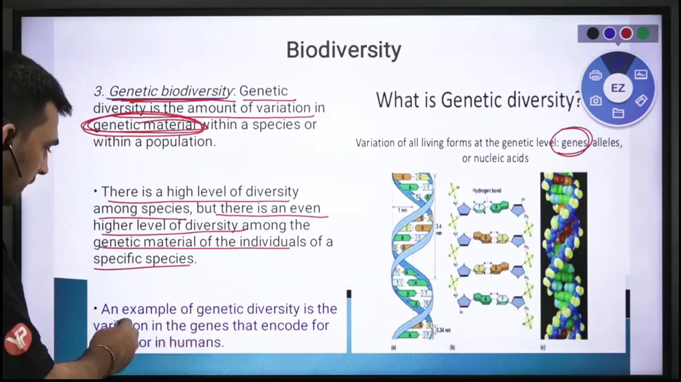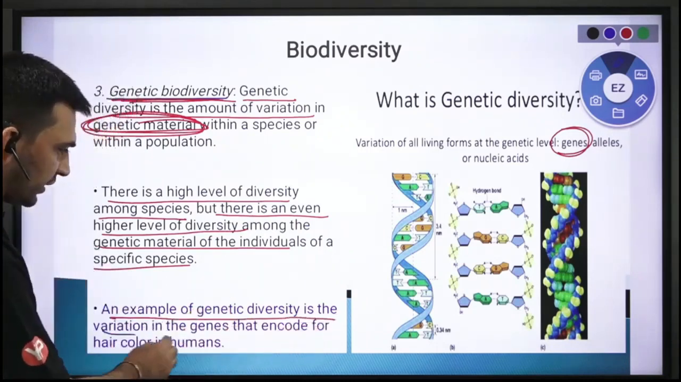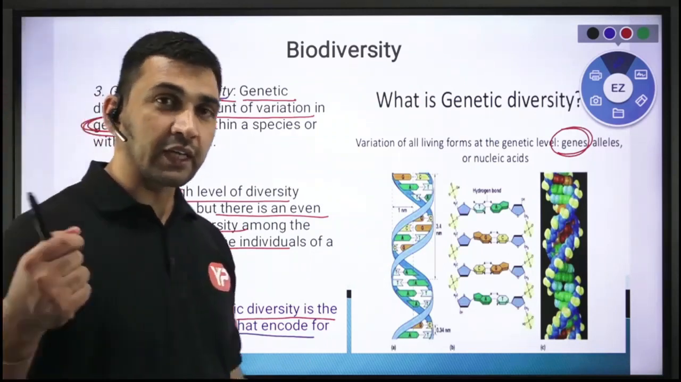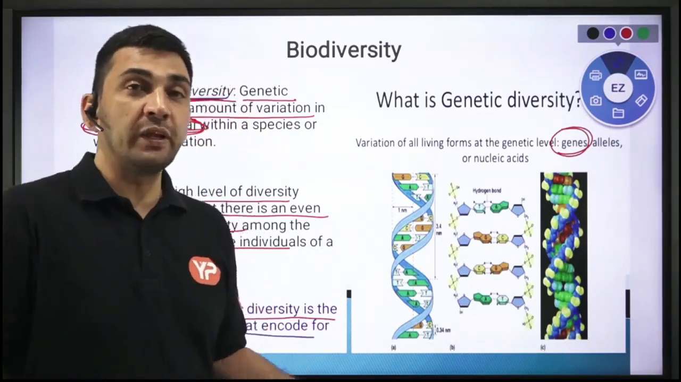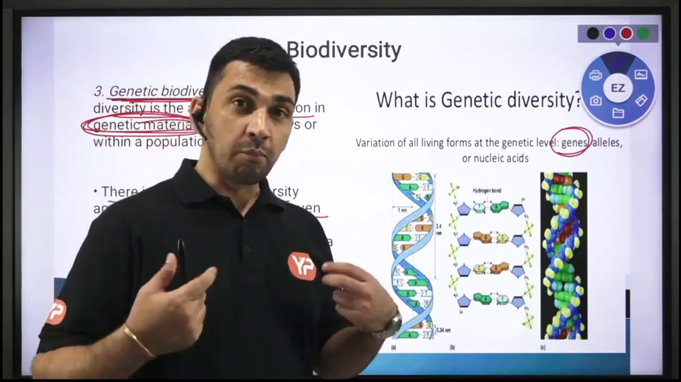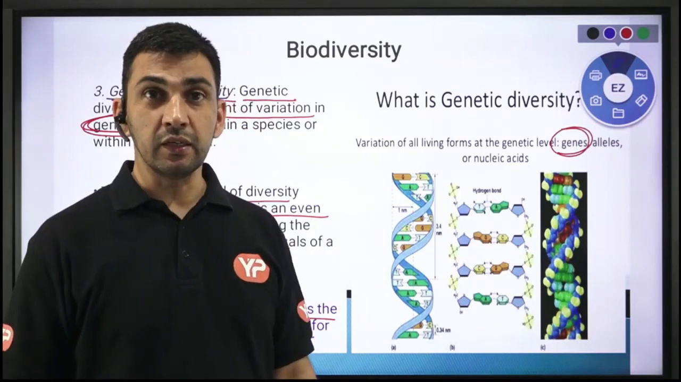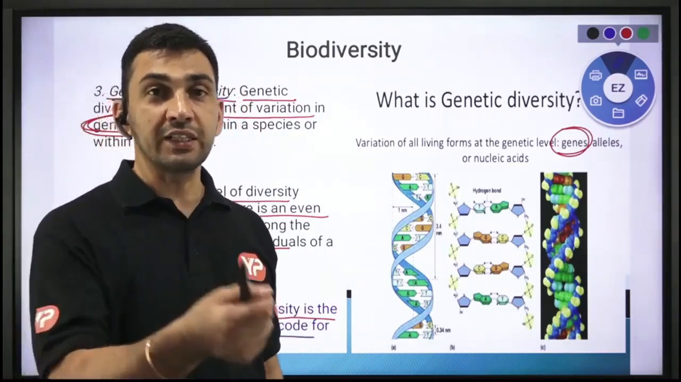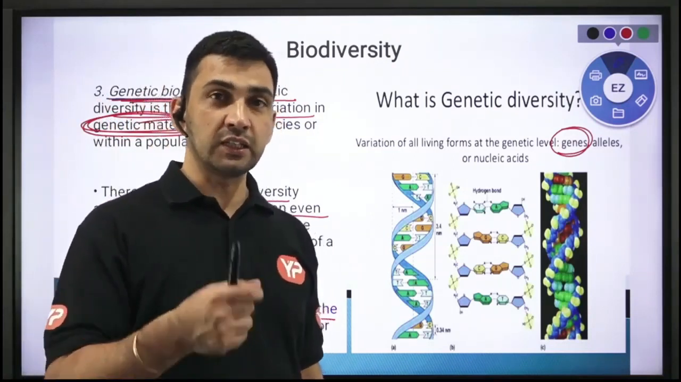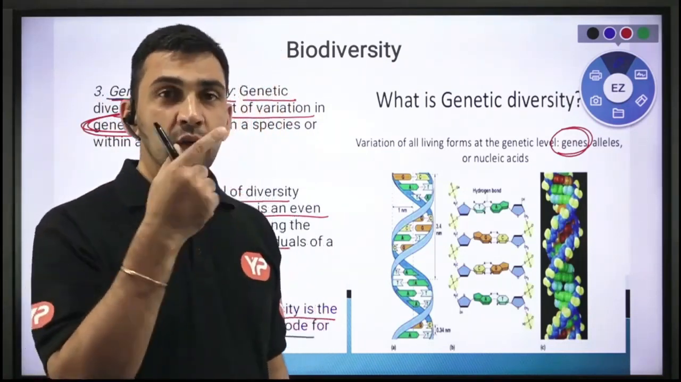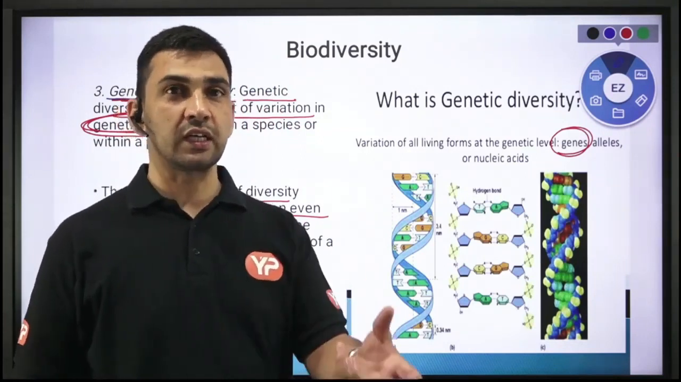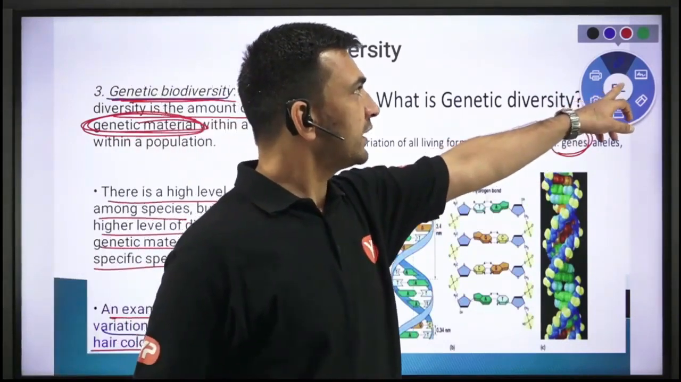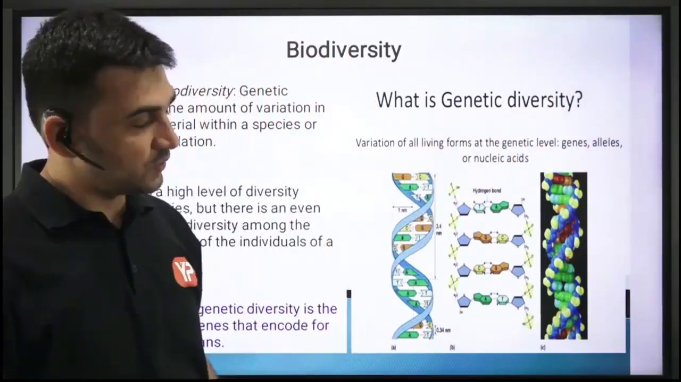For example, an example of genetic diversity is the variation in the genes that encode for hair color in humans. My hair color could be different from your hair color. What brings that particular hair color? Or maybe my hair color may not be the same as that of my son. In that case, what brought that change in hair color? The genetic material, the gene that is responsible for that hair, what is it doing? It is bringing that change in the color, right? So the genes, or the genetic material, are basically creating that diversity within the species, right?